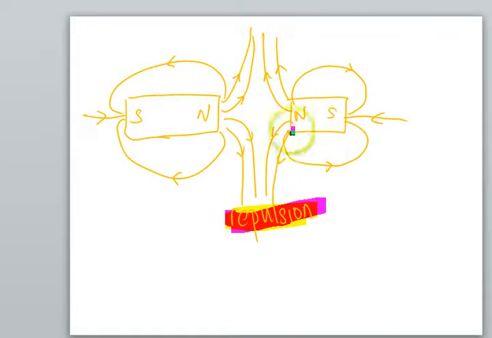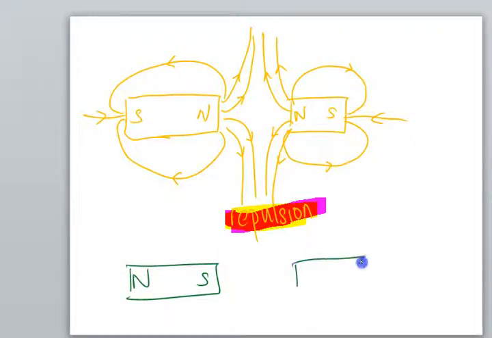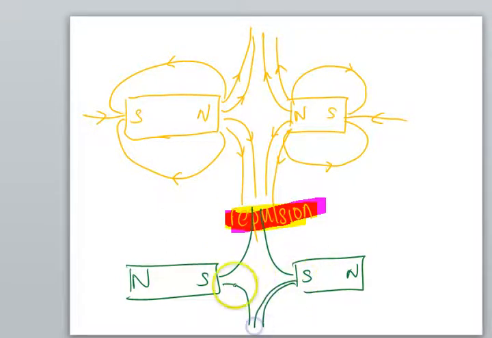Now, this is if North Pole, North Pole. How about if we try using two South Poles? If we have two South Poles facing each other, actually the magnetic field lines will look the same. We're going to have magnetic field lines that look the same.